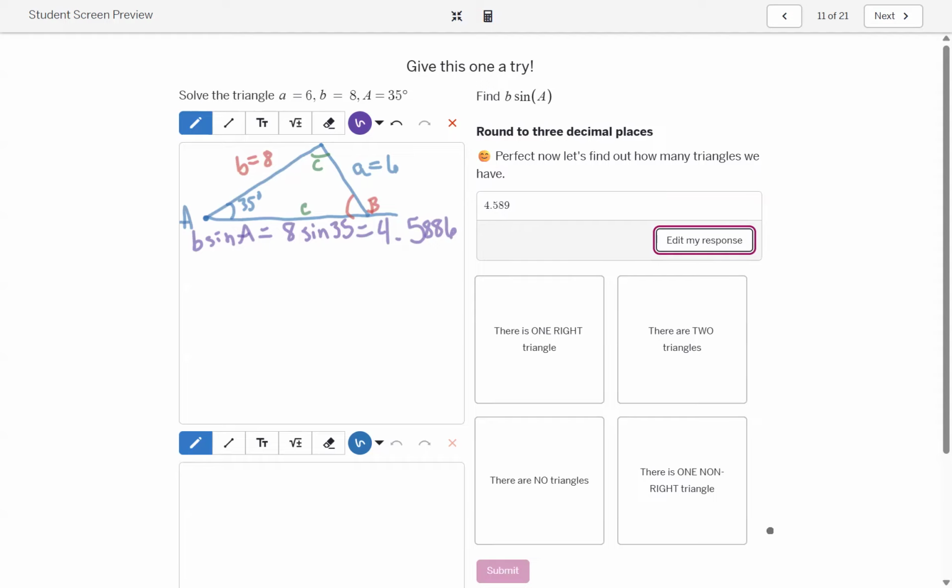So our A value is bigger than 4.589. So we definitely have at least one triangle. And our A value is smaller than our B value. So this is the two triangle setup.